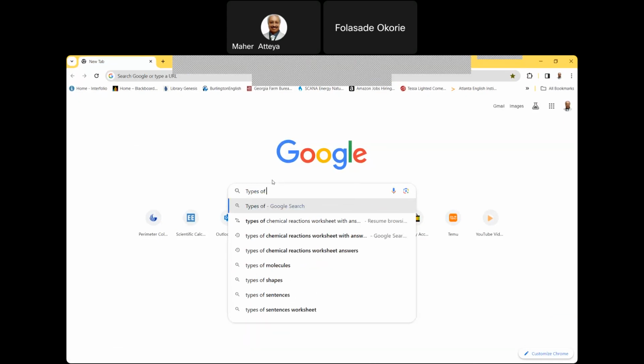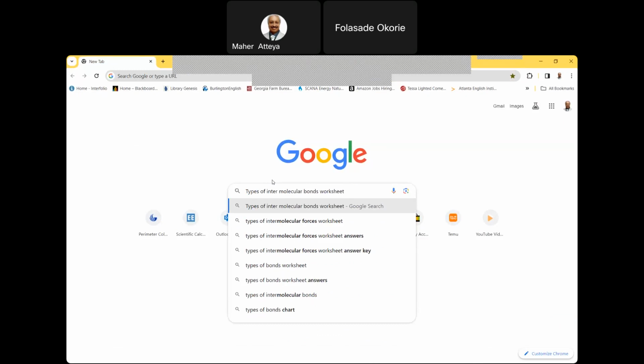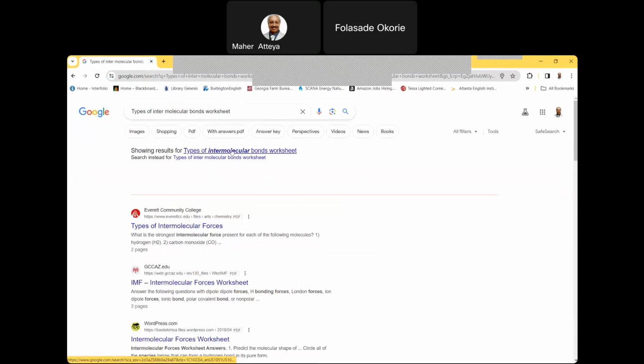Types of intermolecular bonds worksheets. We have 4 types. There are many other types, but the main thing is to start with dispersion, the weakest one. Dispersion is just delocalization of the valence electron from one side for a few seconds. It's not a big, strong force. Then we have dipole, we have hydrogen bond, and then we have ionic bond.